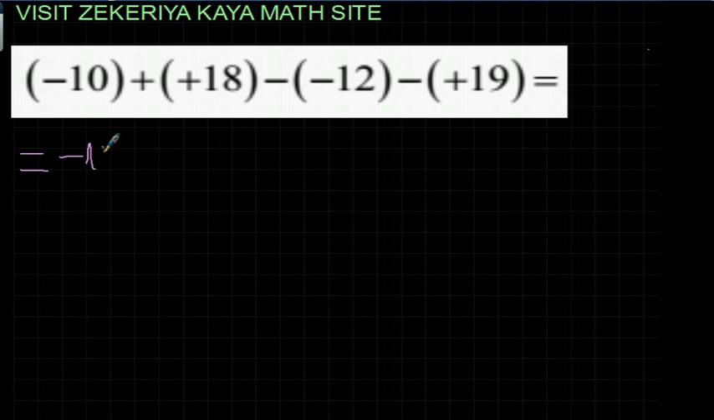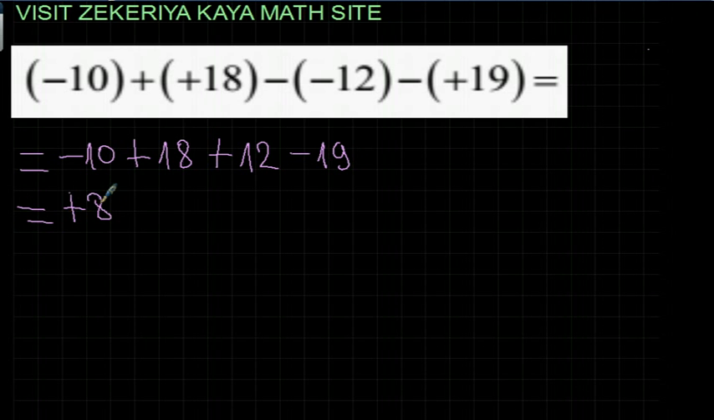For minus 10, no problem. Plus 18 makes plus 18. Minus changes minus 12, it makes it plus 12. And minus changes plus 19, it makes it minus 19. So we must group them 2 by 2. Minus 7. 8 minus 7 is 1. How did she do it? How did she group it?